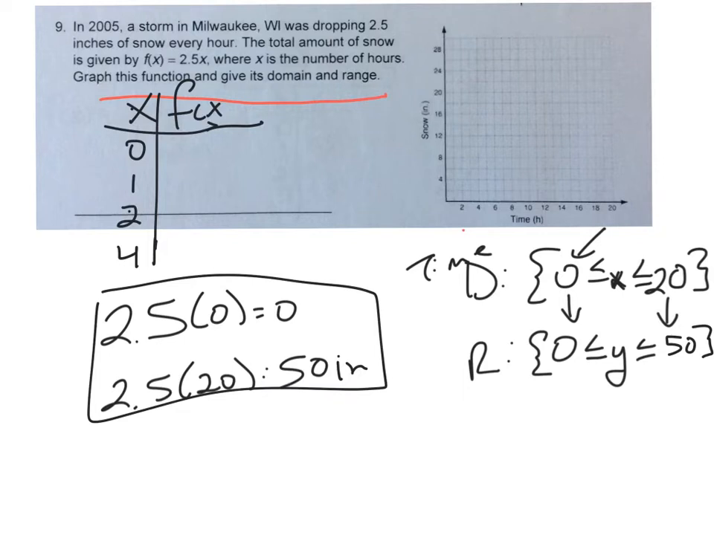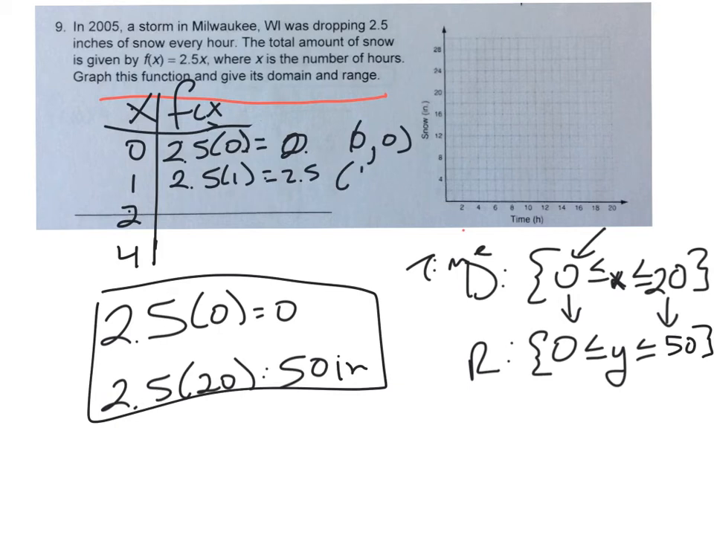When I plug in 0, 0 times 2.5 is 0. So that gives me the coordinate point of 0, 0. When x is 1, 2.5 times 1 gives me a snowfall of 2.5 inches. So in 1 hour, 2.5 inches. Now, let's try 2. 2.5 times 2 gives me 5 inches of snow. And 2.5 times 4 gives me 10 inches of snow.